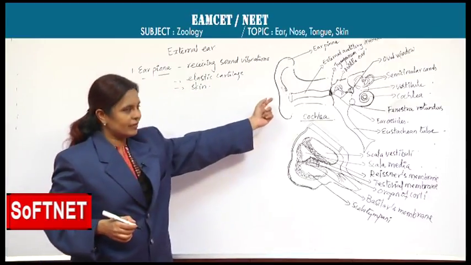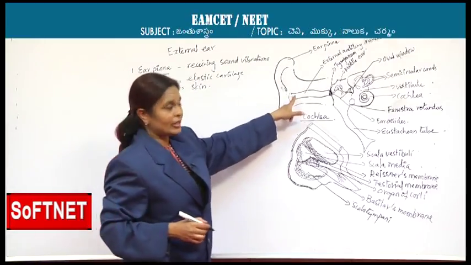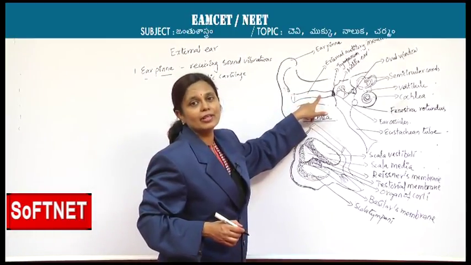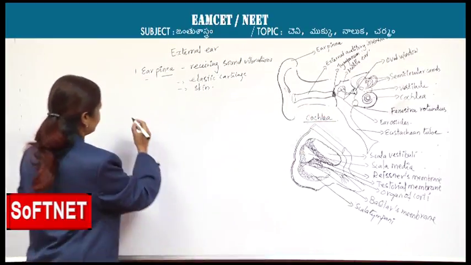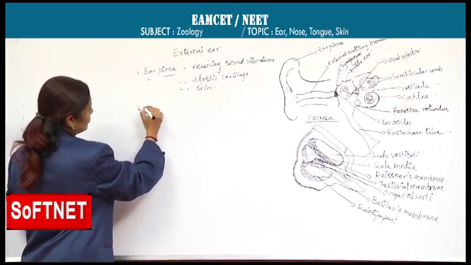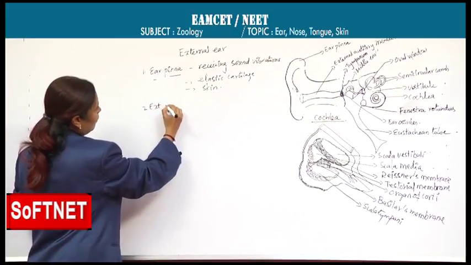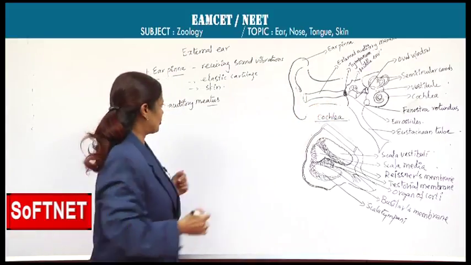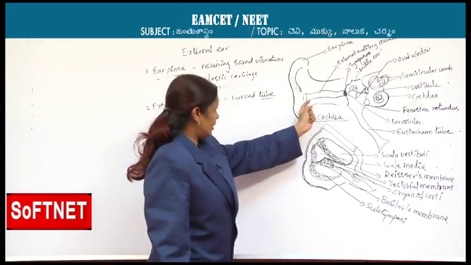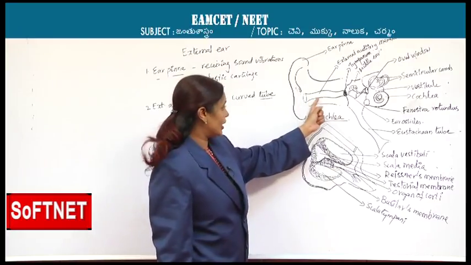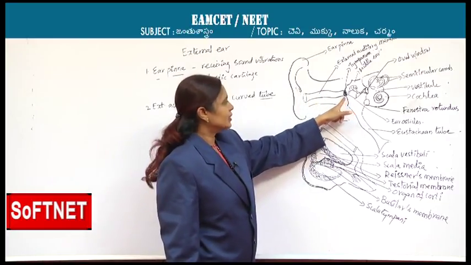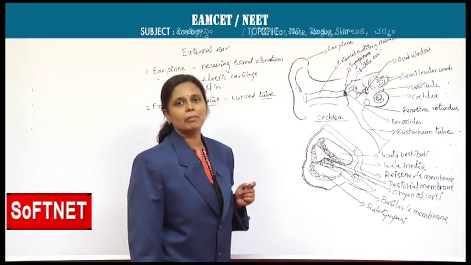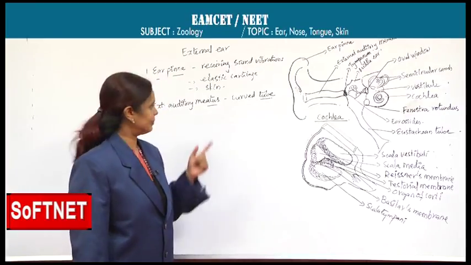Next, the second part of it is nothing but the external auditory meatus. It is a curved tube-like structure. Number 2, external auditory meatus, a curved tubular structure. This auditory tube or auditory canal ends up in a delicate membrane structure, nothing but the tympanum or eardrum.